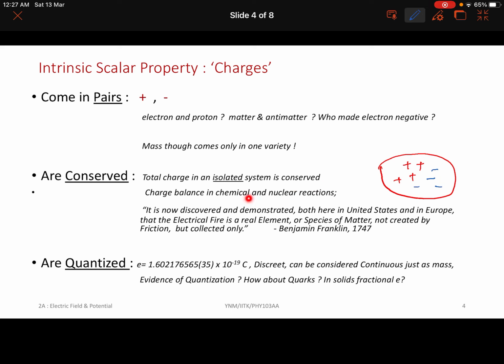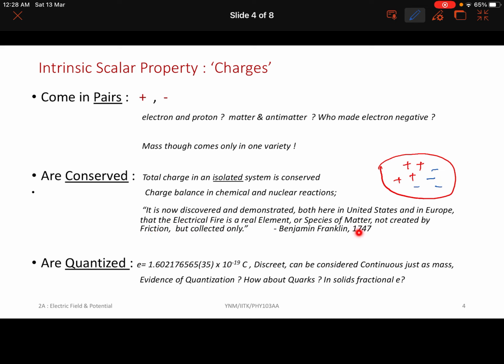Let's give examples that we already know. In a chemical reaction, the left side must have the same charge as the right side, or even in a nuclear reaction, or even electron pair production, if a photon gives rise to a pair of electron and positron. In fact, this principle was first stated by Benjamin Franklin, and he writes, "It is now discovered and demonstrated, both here in the United States and in Europe, that the electrical fire is a real element, or species of matter, not created by friction, but collected only."